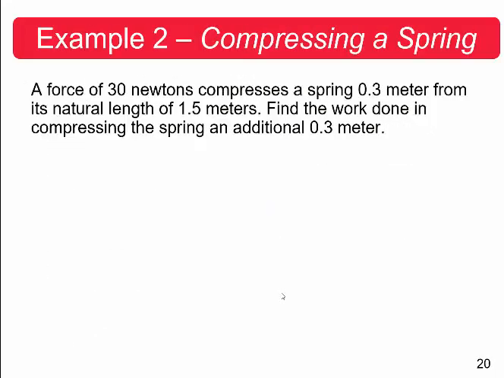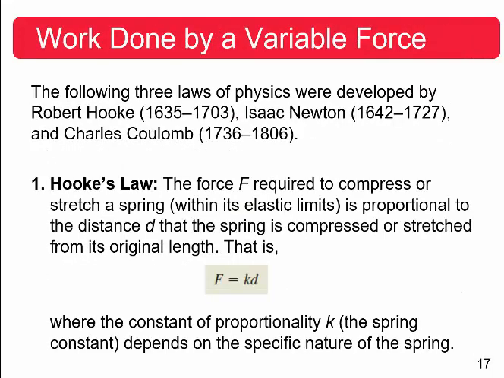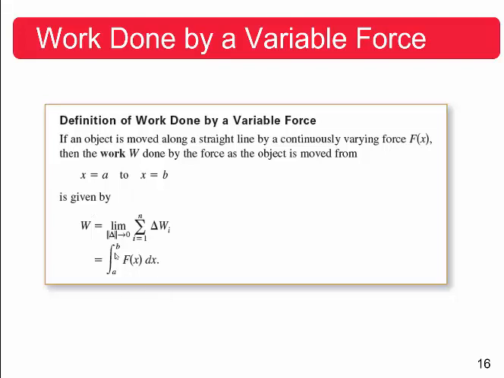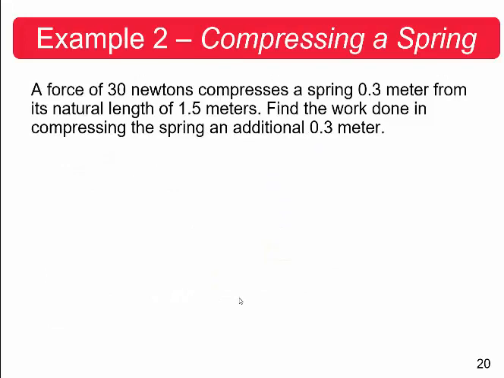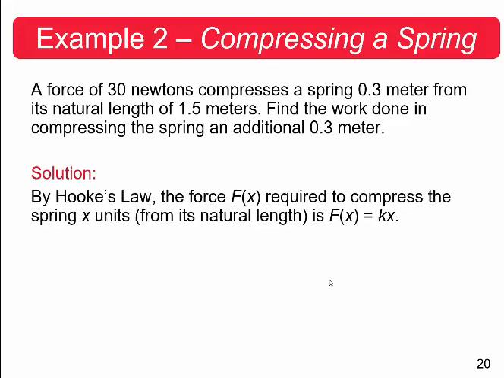All right, so a force of 30 newtons compresses a spring 0.3 meters from its natural length of 1.5 centimeters. Find the work done. So remember, work: I want to find the work done. I'm going to go back. The work done, I'm going to integrate from a to b of the force function dx. With a spring, this is the force function. So find the work done in compressing the spring an additional 0.3 meters. All right, let's work through this.